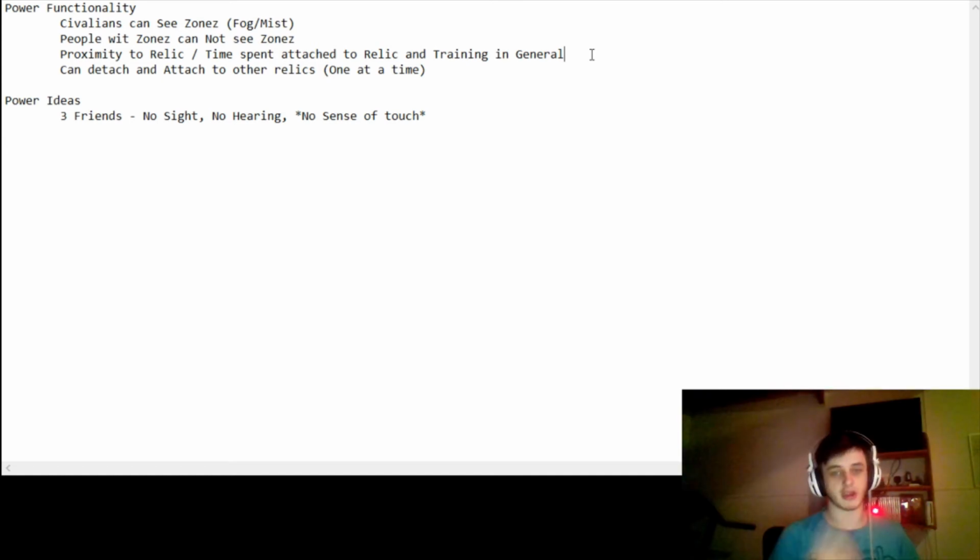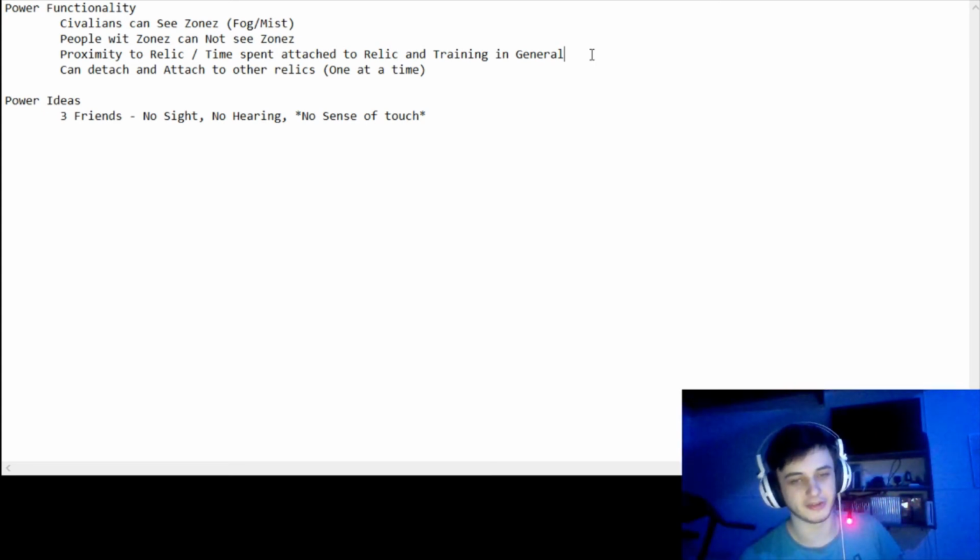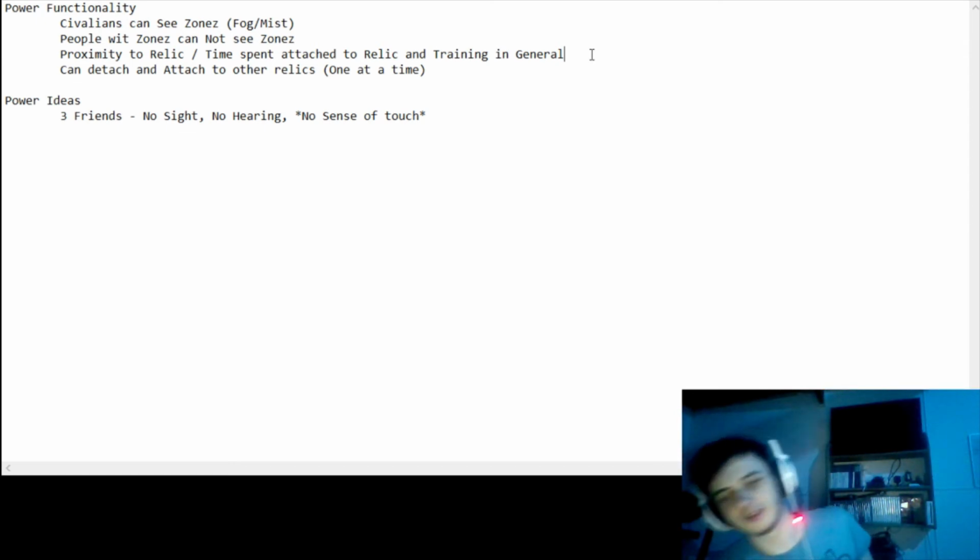The third is training. You just naturally have to train with your relic to get a good understanding, or train with your zone to get a good understanding of what you can do and what you're capable of. One thing that I have yet to decide on is whether or not you know what your zone does before you bring it out for the first time.